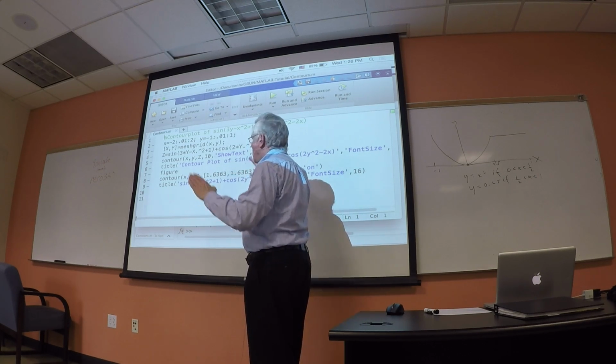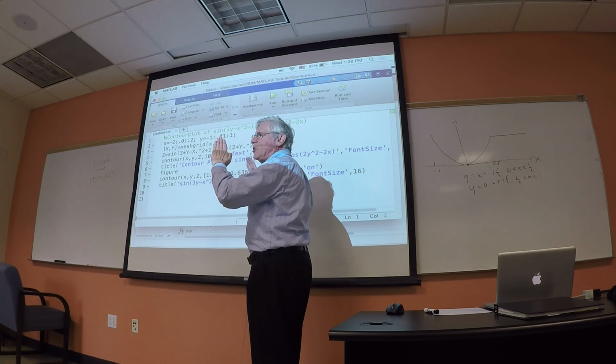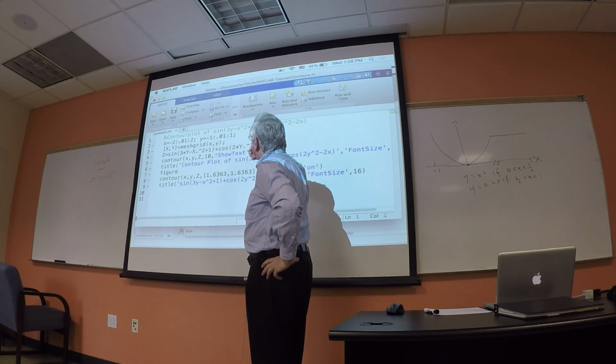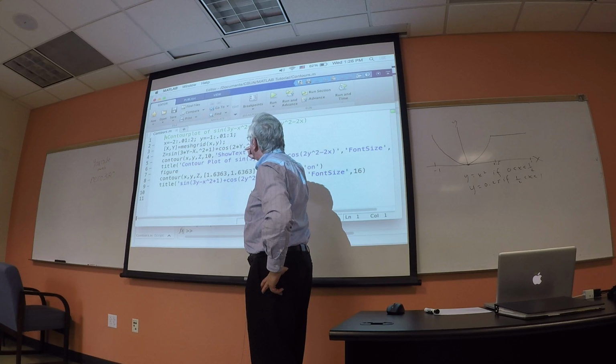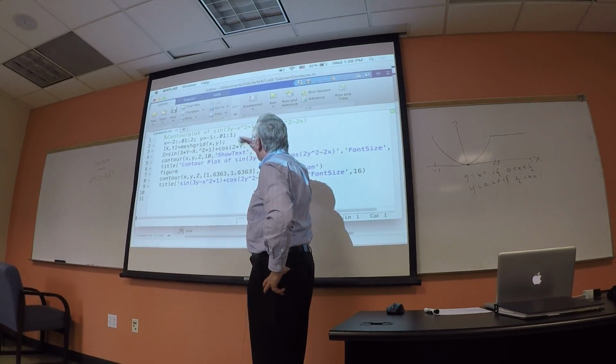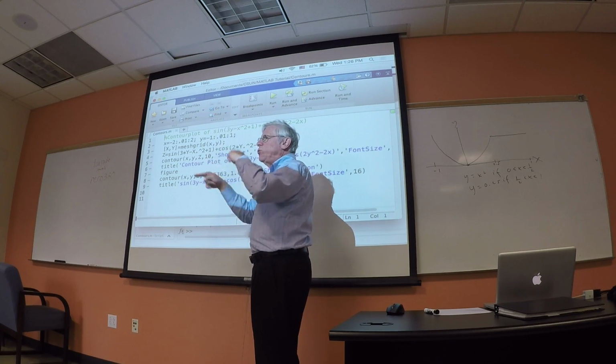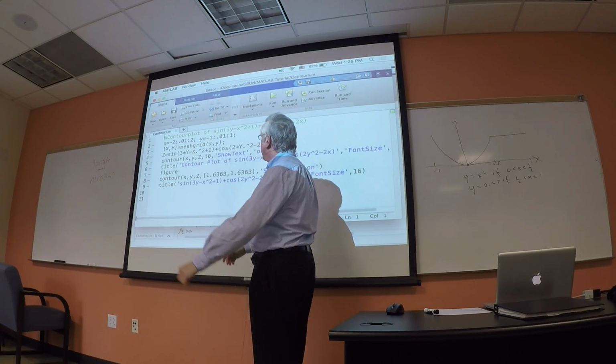First thing you have to do is create a rectangular grid where you want to see this contour plot. So I said, let x go from -2 to 2, in steps of 0.01, and let y go from -1 to 1 in steps of 0.01. So we now have a rectangle in the xy plane.